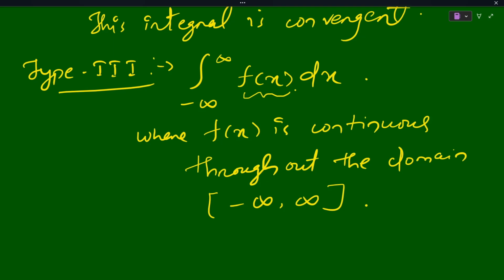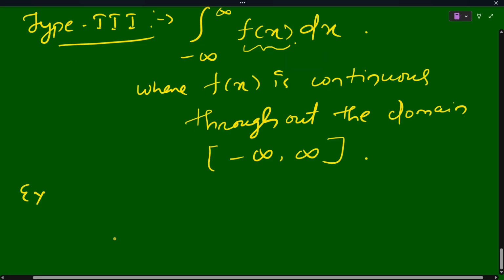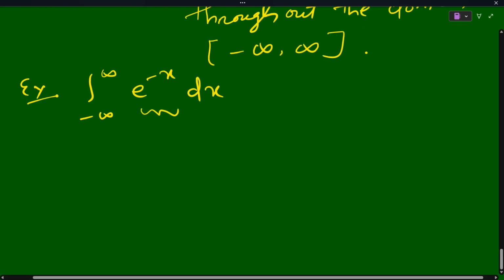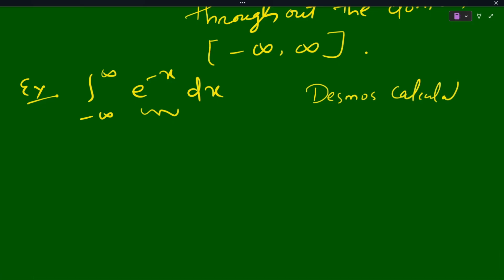For example, if I am taking minus infinite to infinite e to the power minus x dx, you can check that this function is a continuous function. Which function? This e to the power minus x. As you can see in the graph, this is a continuous function. And how to check this one? You can use the Desmos calculator. There you can see that this function is continuous throughout the domain minus infinite to infinite.